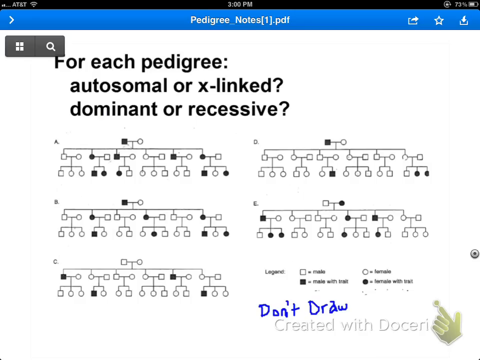Let's look at these examples. I would like you to pause and see if you can answer these 2 questions for each one of these.